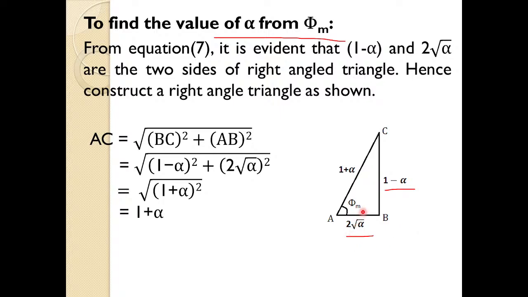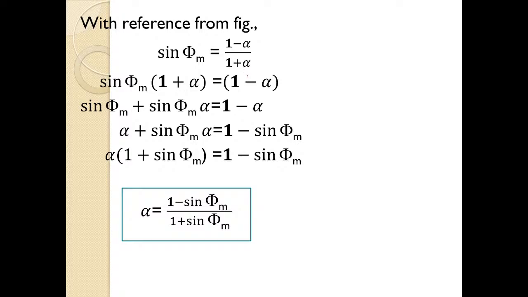What is sine phi m? Sine theta is equal to opposite by hypotenuse. Opposite was 1 minus alpha, and hypotenuse is 1 plus alpha. So sine phi m is equal to 1 minus alpha by 1 plus alpha from the right angle triangle. So sine phi m into 1 plus alpha is equal to 1 minus alpha. Just rearrange the terms and simplify.